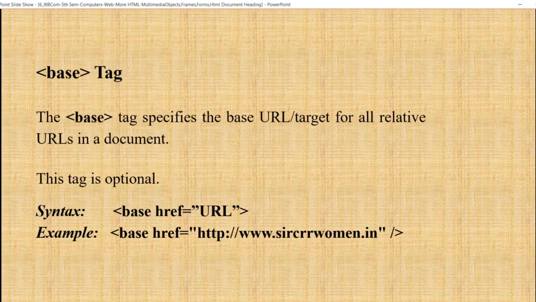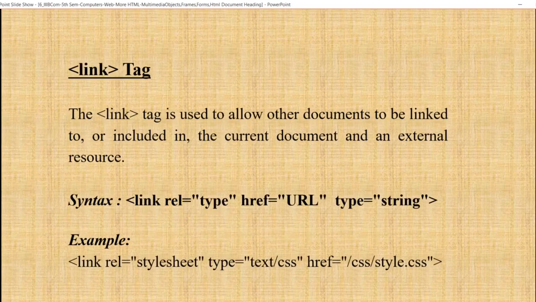Next tag is the base tag. This base tag is optional. The base tag specifies the base URL for all related HTML documents in a document. This is the base address for referring to all the documents. Base href equals to address URL. Link tag. This tag is used to allow other documents to be linked in the current document, and external resources.